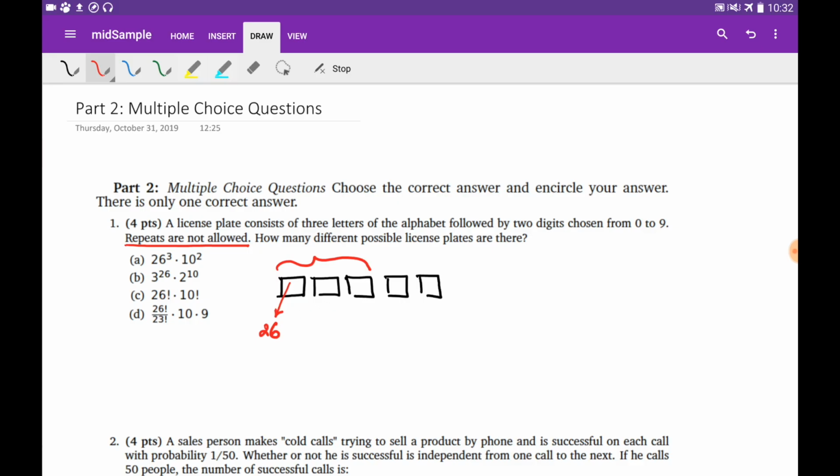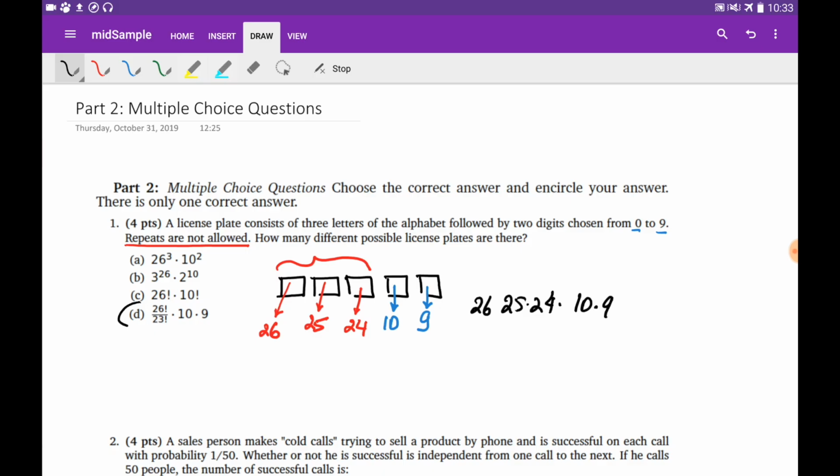Once you use one of them, in the second place you can use only 25 of them. And once you use any 2 of them for the first 2, you can use 24 of them for the third place. The same with the digits. For the first place, you can choose any digit from 0 to 9. And for the second place, you need to choose from 9 because you've chosen one already. So the number of ways you can create the license plate is going to be 26 multiplied by 25, multiplied by 24, multiplied by 10, multiplied by 9.